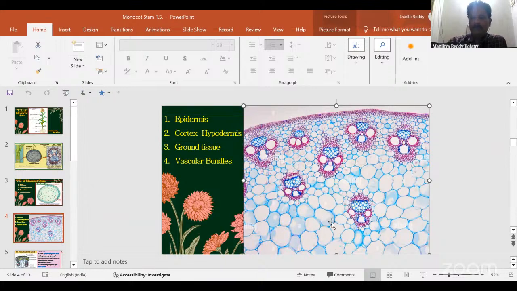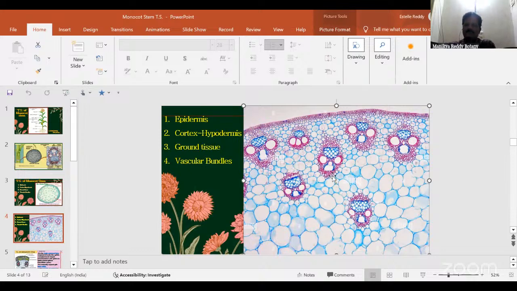One more important prominent feature of monocot stem is the presence of a lysigenous cavity, or protoxylem lacunae. There is an empty space adjacent to the protoxylem. It is filled with air or water. That cavity is formed due to disintegration of one of the protoxylem elements. That's why it is called protoxylem lacunae.